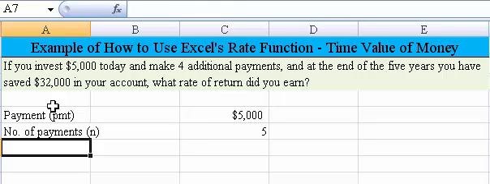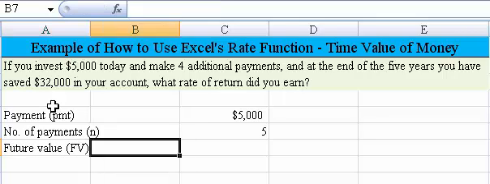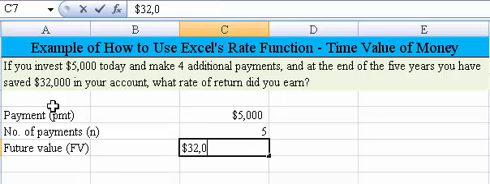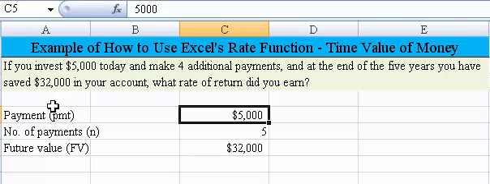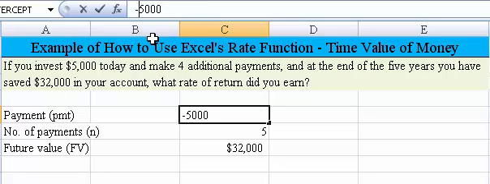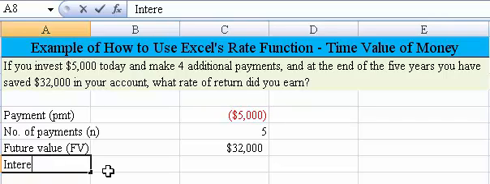Okay, the future value, usually abbreviated as FV, is $32,000. And then we can use the rate function to solve this, but I want to do one other thing. I want to show the cash outflows as being negative and the cash inflows as being positive, because that's how Excel expects the numbers to appear. That's also the same way a calculator that has time value of money functions will expect the parameters or variables to appear. Okay, and then we can solve for the interest rate.